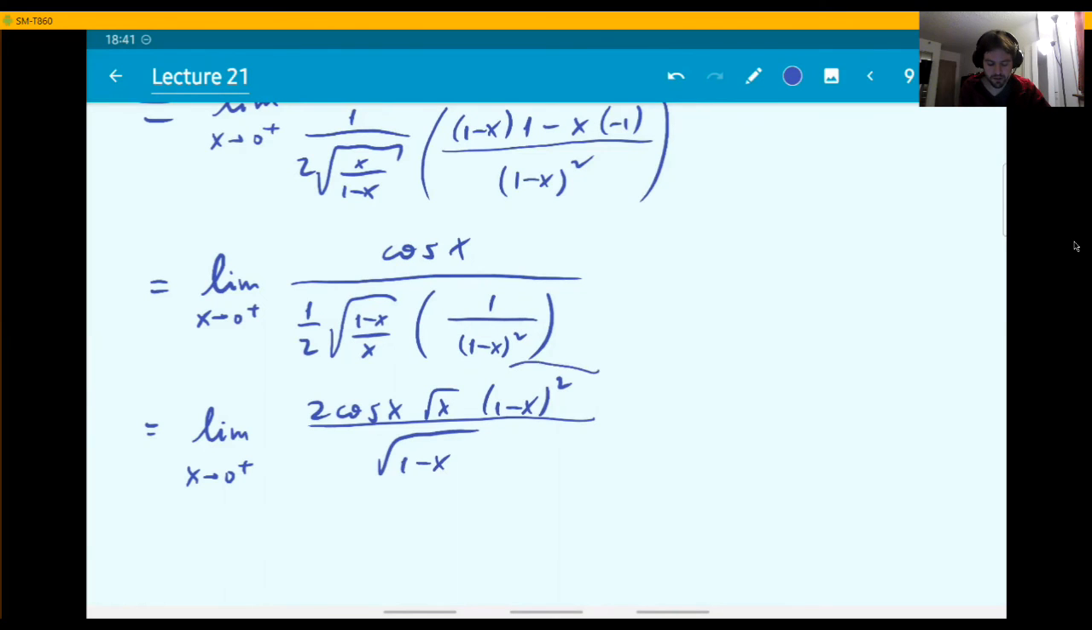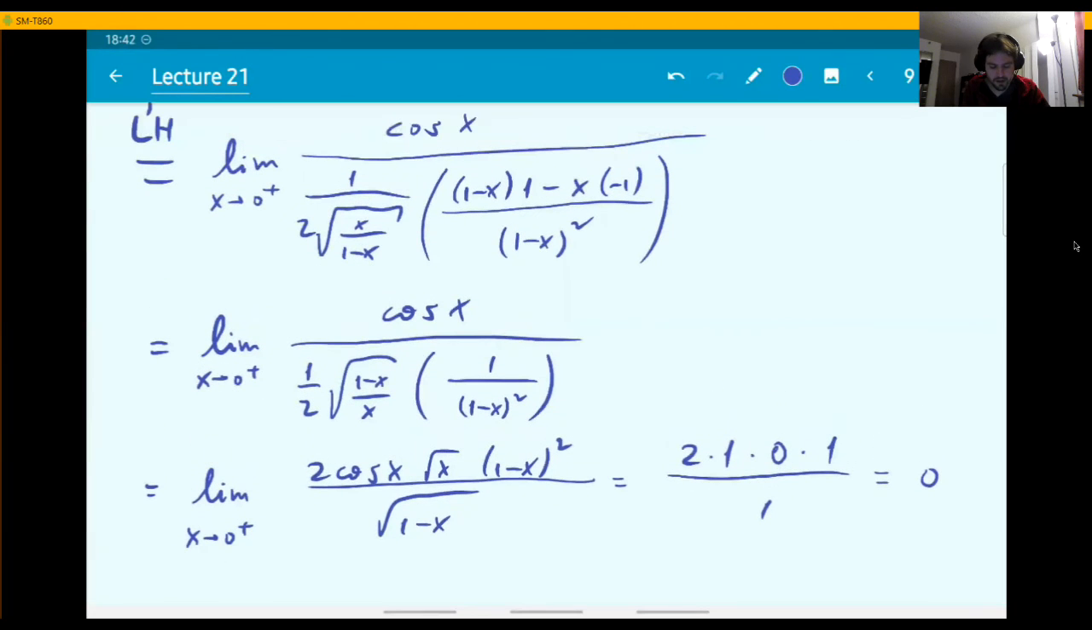There is even a simplification that you could do here if you wanted, but that's not needed. Trying to plug in x equals 0 will be very easy. 2 times 1 times 0 times 1 divided by 1. In other words, 0. So the lesson here: after taking L'Hopital, maybe simplify the function that you get. Sometimes you're going to need L'Hopital once again. But before you try L'Hopital once again, try to simplify as much as possible. Or in this case, we needed to do that before plugging in 0.